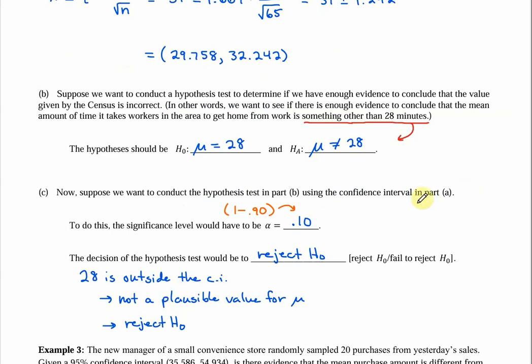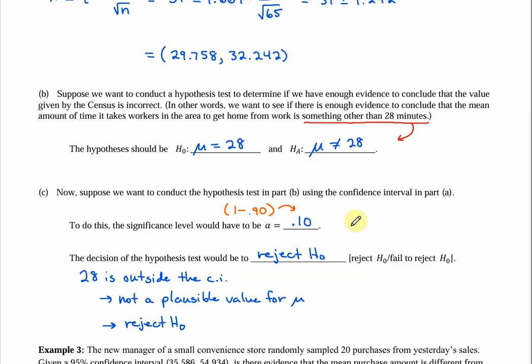Part C, the first thing is matching up alpha with the confidence level. That's a 90% confidence interval up there, and we want alpha to match up. So 1 minus 0.90 is 0.10, and that's what we're going to want, right? That way the 0.90 plus 0.10 equals 1. We've got alpha and the confidence level matched up.